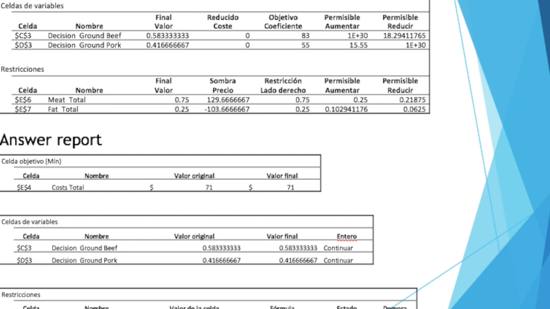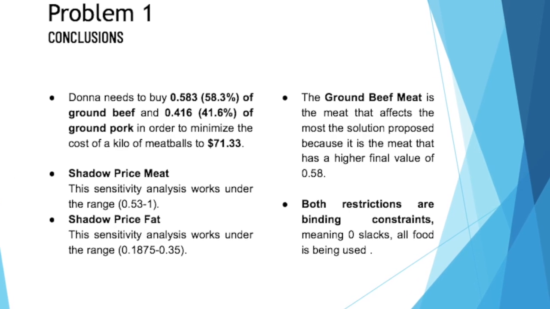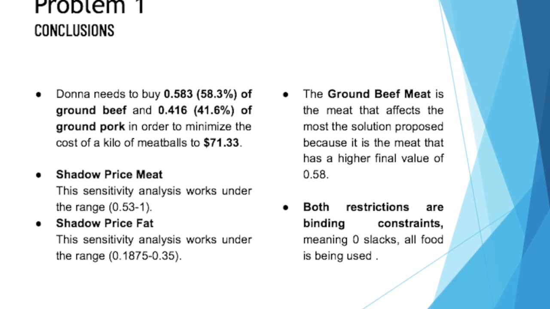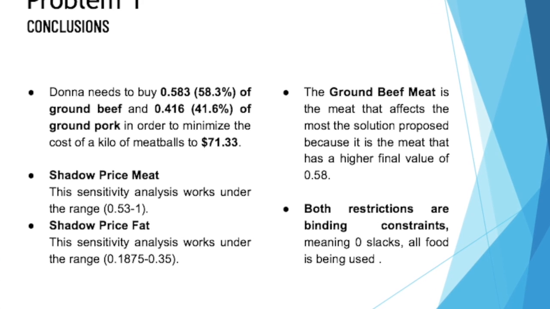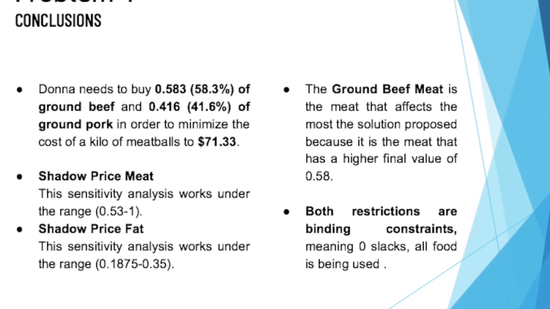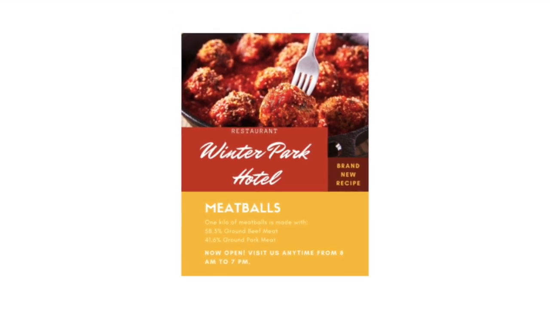affected. So the ground beef is the meat that affects the solution the most because in this case the amount of beef is 80% greater than pork, which is 68%. And here you can see the advertising of the meatballs.